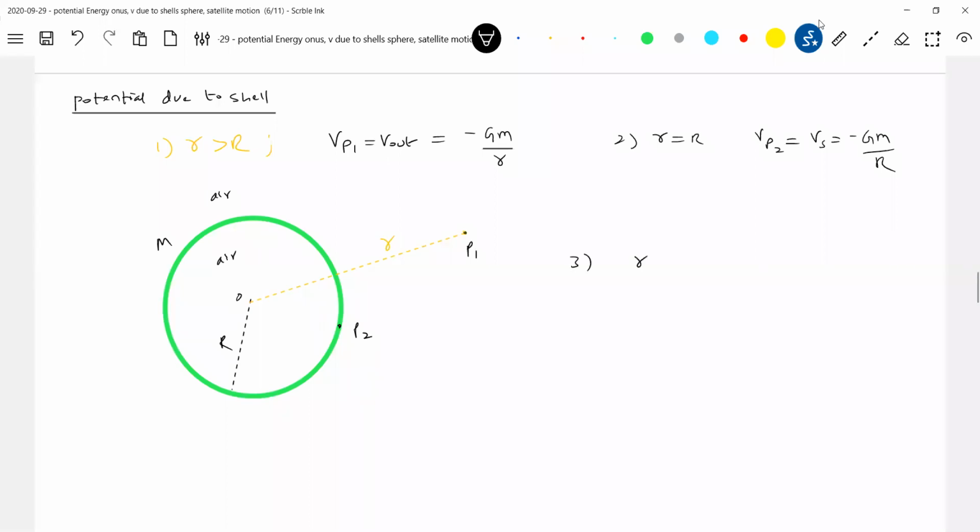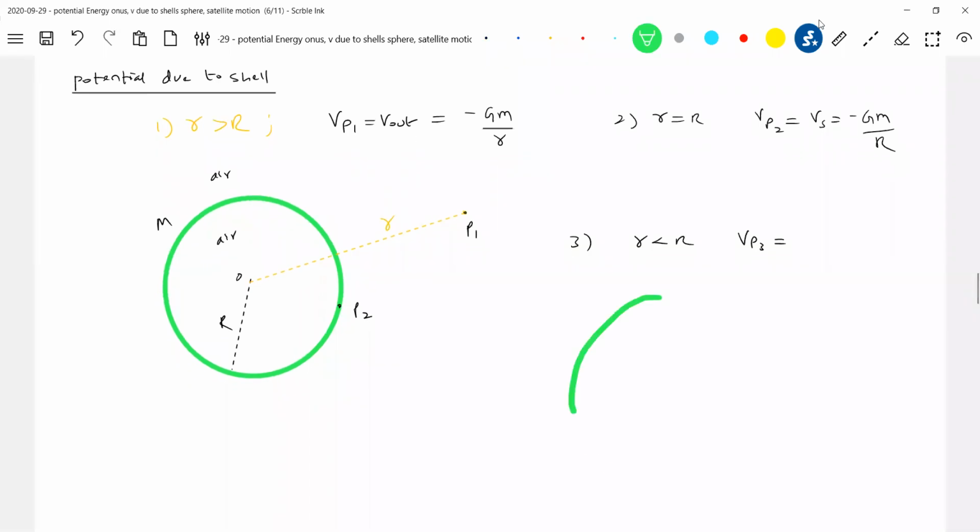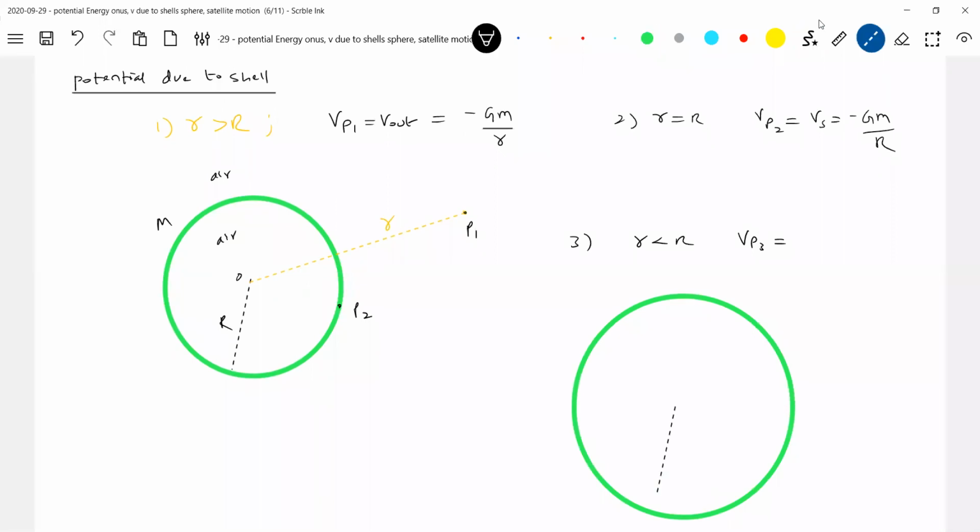Let me come to the last point, inside. So where is the point P3? Point P3 lies inside the spherical surface. What is the field strength inside? First we'll look at the field inside the shell. It should be 0. I think we have discussed this also. The field inside the shell will be 0. Any reason for that? What is the net mass enclosed by the Gaussian surface?